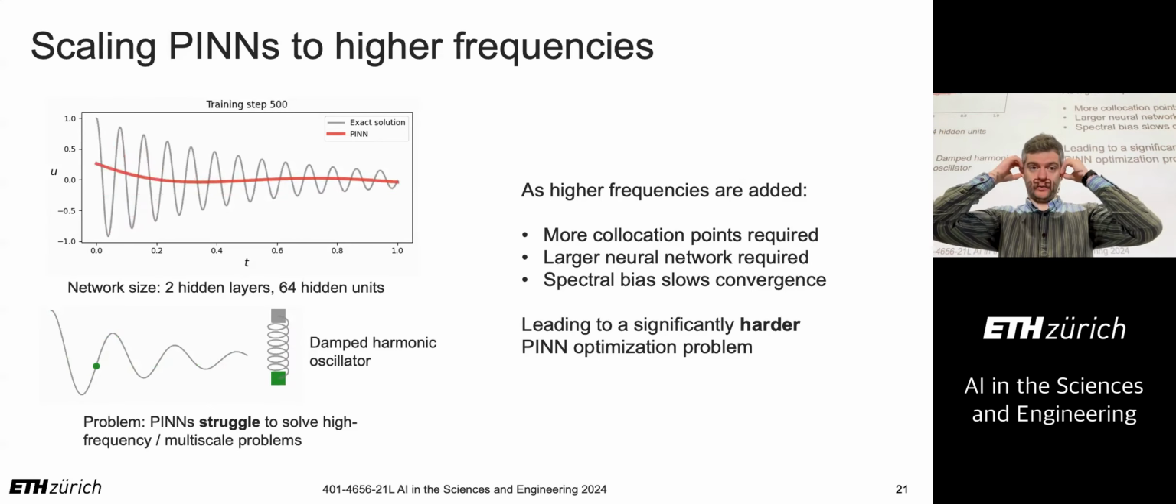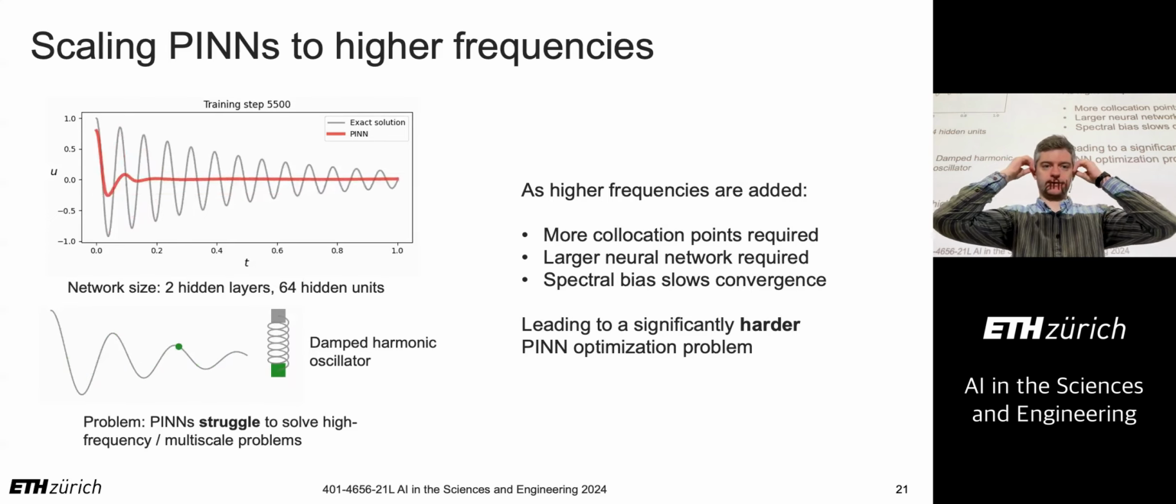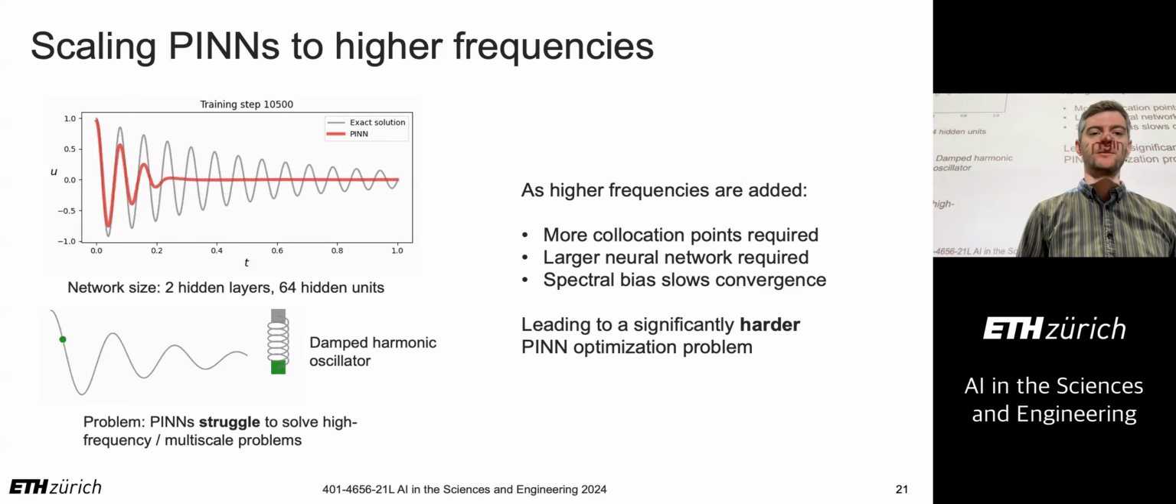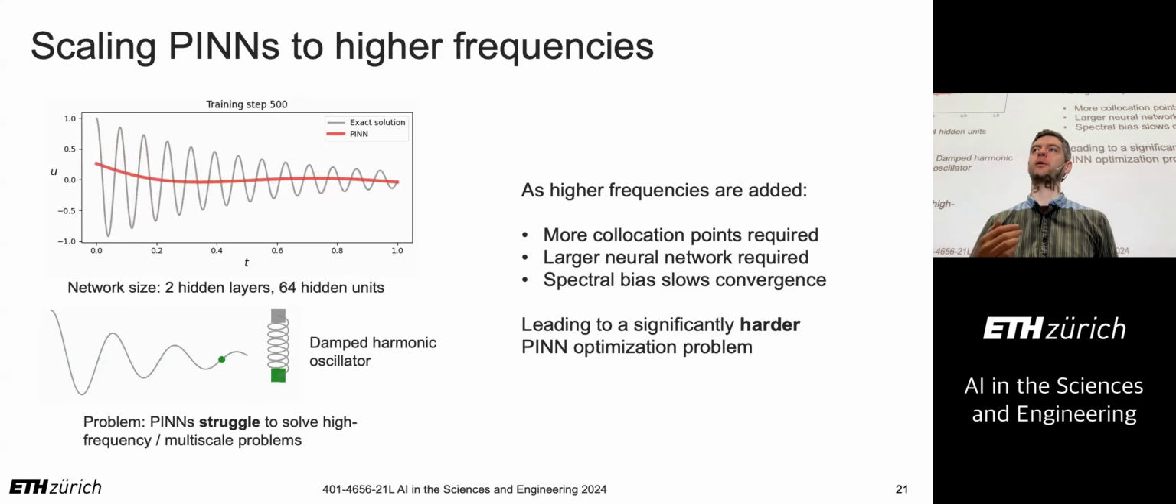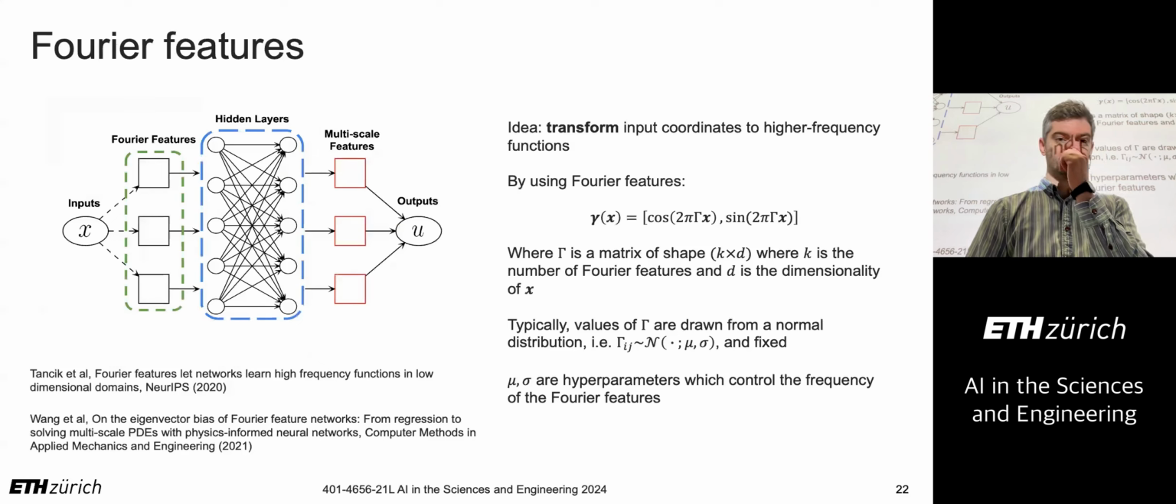So what I'm going to do now is talk through, again, extensions of PINNs to try and overcome this spectral bias or help them scale to higher frequency solutions. So the first idea is to use something called Fourier features.